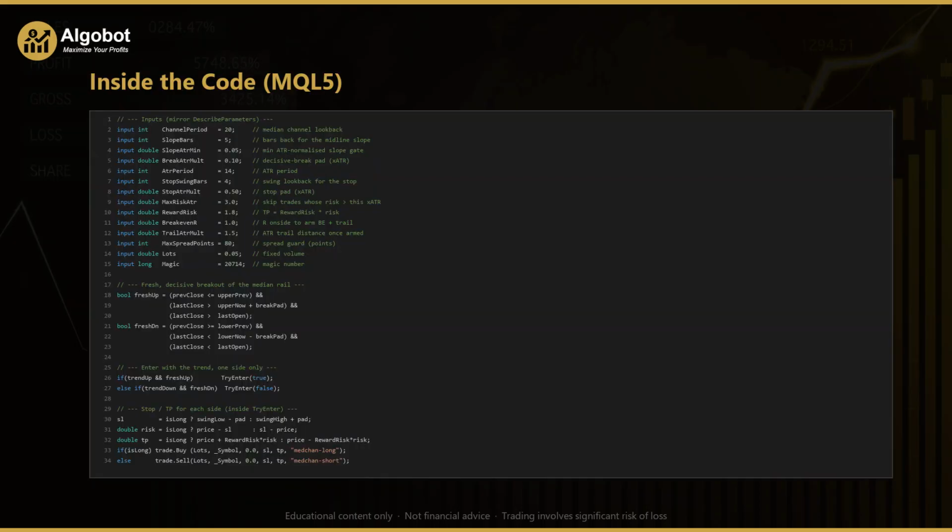Here's the heart of the MetaTrader 5 code as you'd see it in MetaEditor. At the top are the inputs. ChannelPeriod is the median lookback for the rails. Slope bars and SlopeAtrMin control the trend gate on the midline. BreakAtrMult is the pad the close must clear beyond a rail to count as decisive.